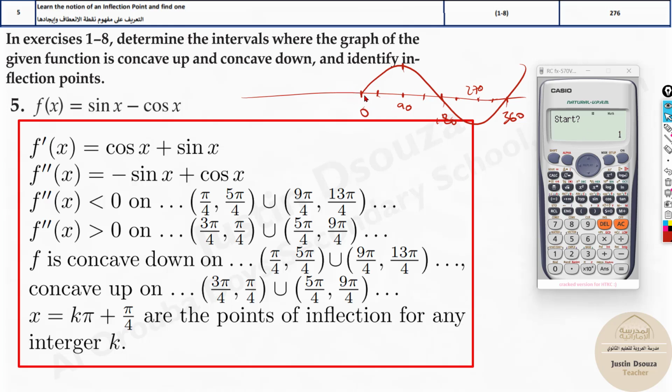But let's not start at just 0. Let's take something a little before as well. I would generally suggest you take minus 180 till 360. Minus 180 degrees, minus pi that is, until positive 360. And let's make the step 45 degrees. So every 45 degrees I'm getting values.